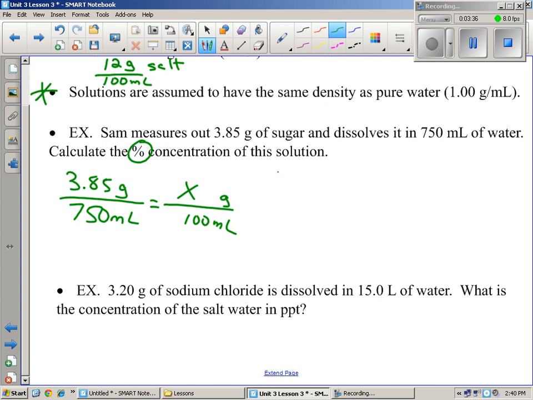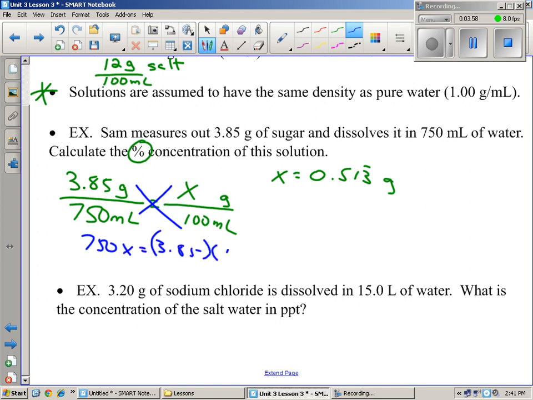Yep. 0.513, and that goes on forever, okay, grams. And once again, it's up to you how you wish to do this. If you want to cross multiply and solve, by all means, go right ahead, right? So that times that and that times that, right? 750 times x, 3.85 times 100. Solve for x, 0.513 repeating, okay? Up to you, however you wish to solve that.